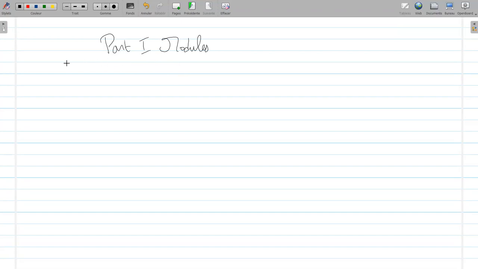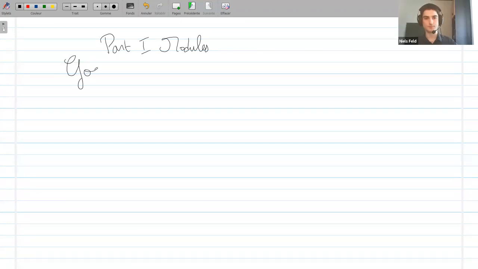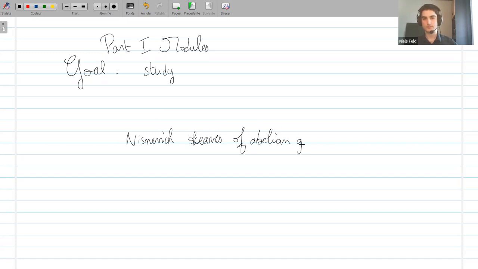So the goal is the following. I would like to study sheaves. And so obviously I'm going to add more assumptions on this. So I study Nisnevich sheaves of abelian groups on the category of smooth schemes.